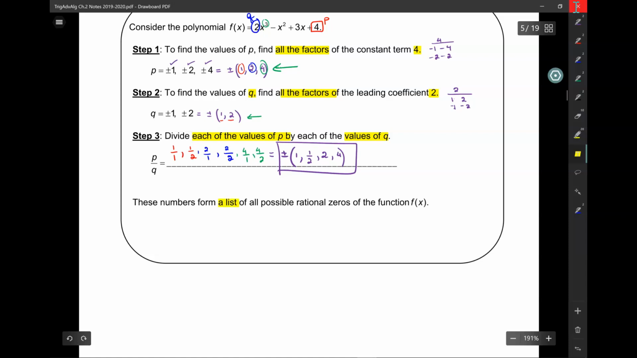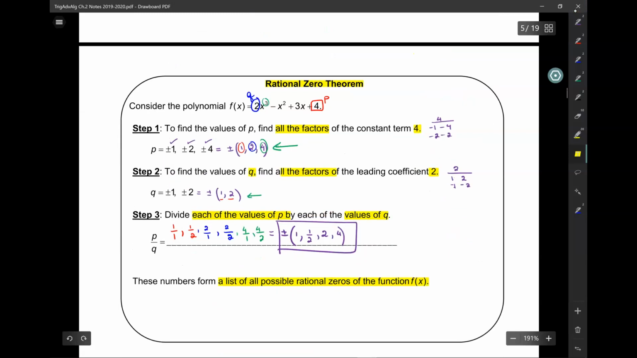And this is a list of all possible rational zeros of the function f of x. That means, remember how we said you can sit and try every single number in the world to see if it's going to be a 0 of that polynomial? Well, now I've reduced it to a very small list, so that the only possible values that could be zeros of this function are in this list.